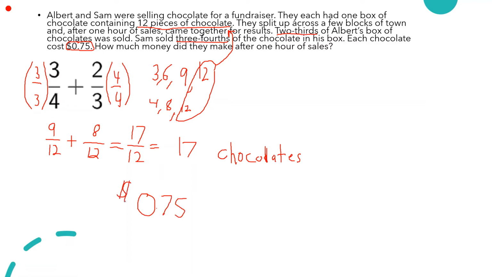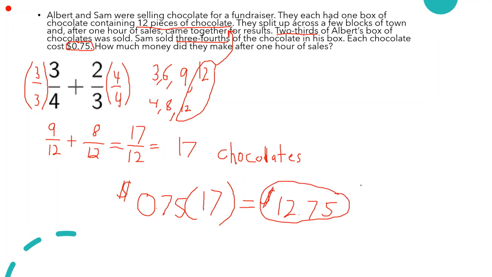So, to determine how much money they earned after the sales they did, we can multiply 75 cents by 17. And what is 75 cents times 17? 75 cents times 17 equals $12.75. So they made $12.75 after 1 hour of sales, which is not too bad.